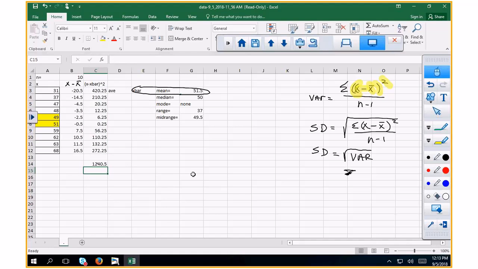Check your number against my number. I believe it's correct. Have you added them all up yet? Yep. Okay. Now, what is that? That is your numerator of your variance and your standard deviation. So I'm going to go over here, and I'm going to say variance.